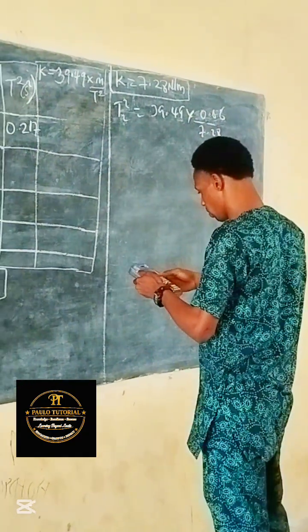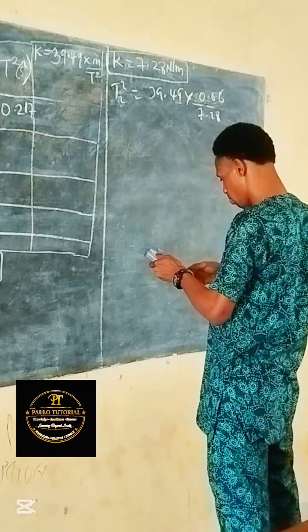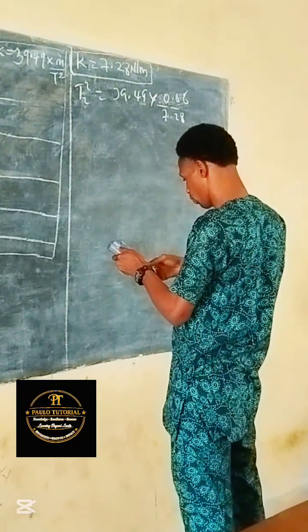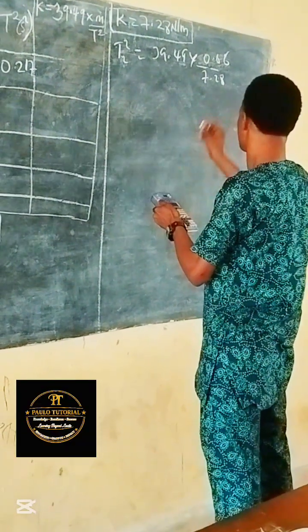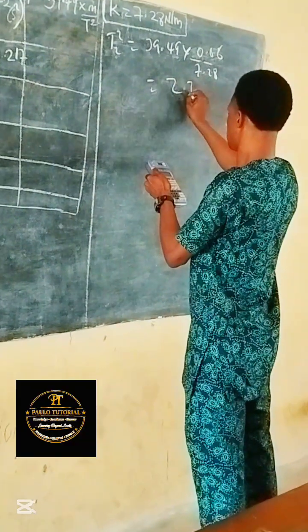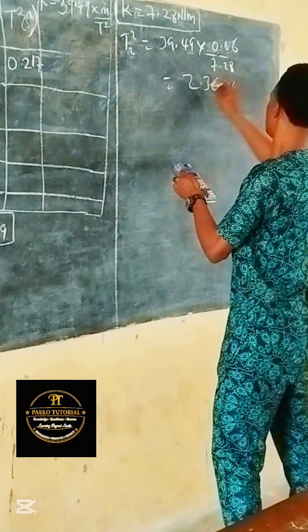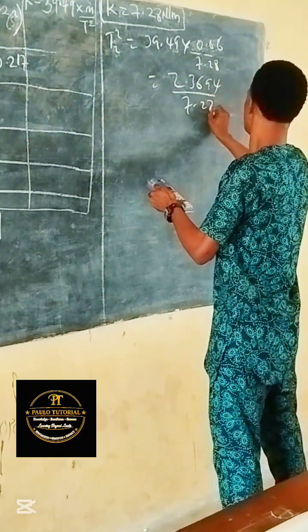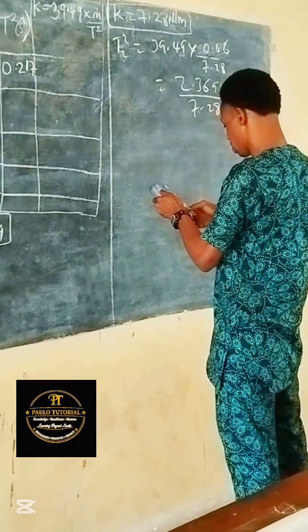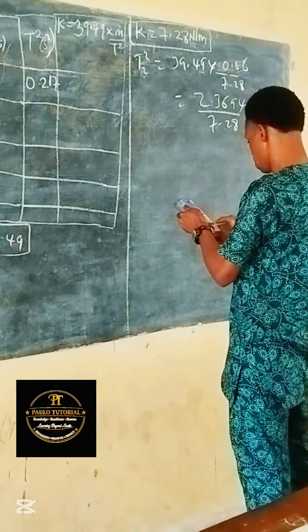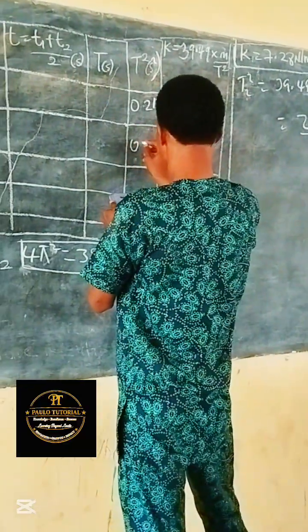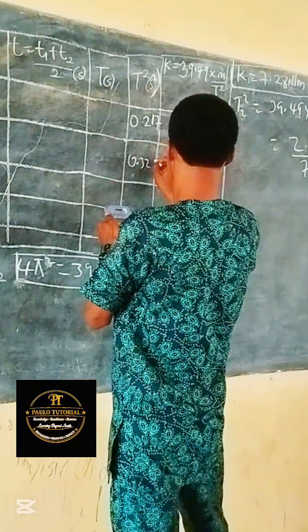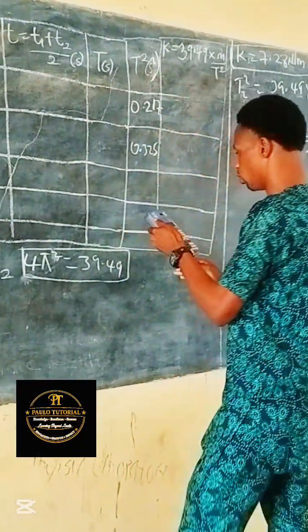So I'll multiply now: 39.49 times 0.06. That will give me 2.3694. I'll divide it by 7.28, and that will give me 0.325, 3 decimal places. Please take note of that.